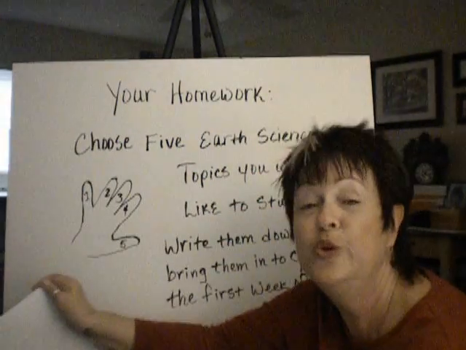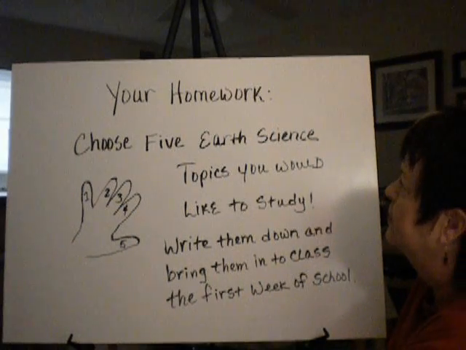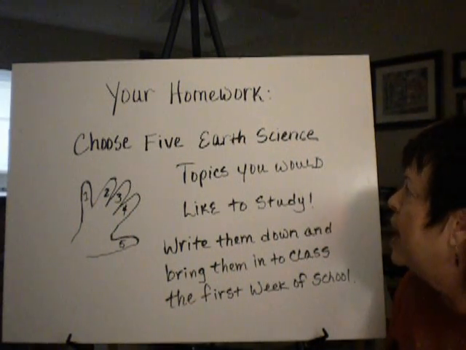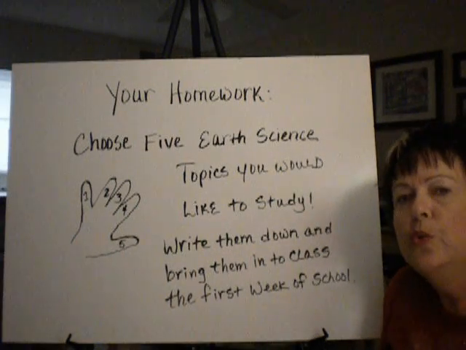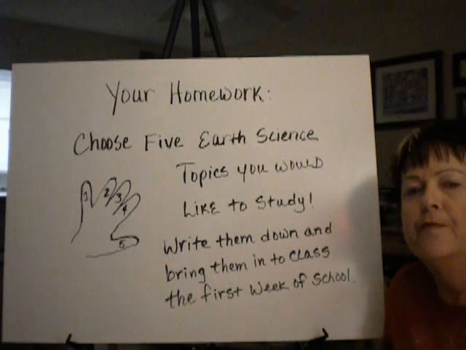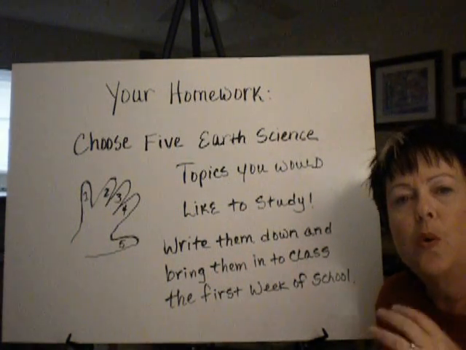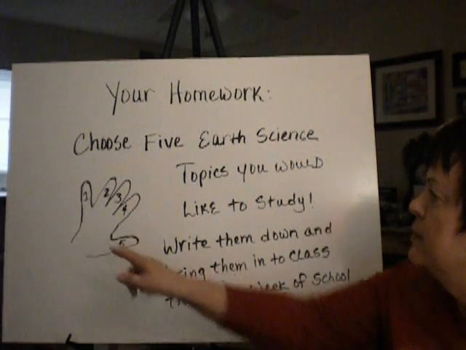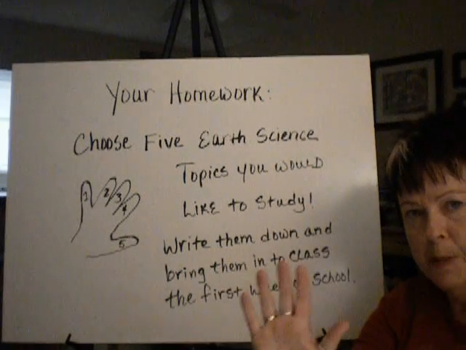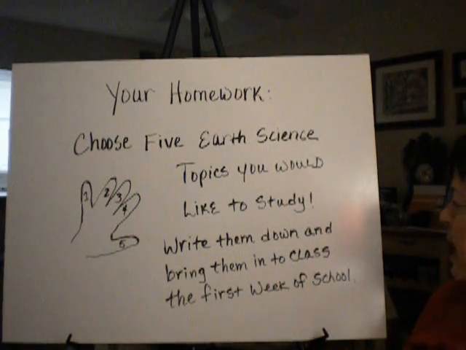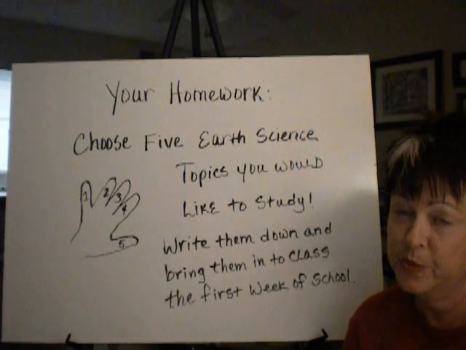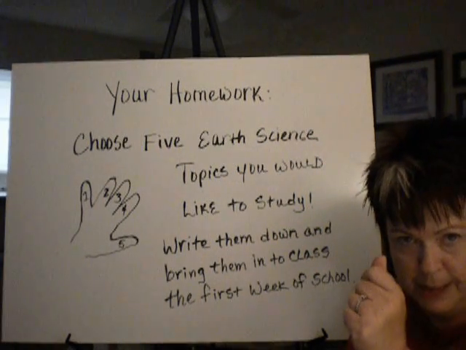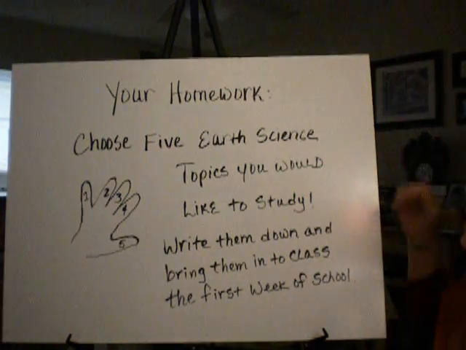And now we come to your homework. Your homework is to do a little research and choose 5 earth science topics you would like to study. I'm very interested in you bringing in what areas you are interested in us pursuing. So 1, 2, 3, 4, 5. Bring in 5. Write them down. Bring them into class the first week of school. Considering that we have a very short week, means you have to be on your game. But I know you will be.